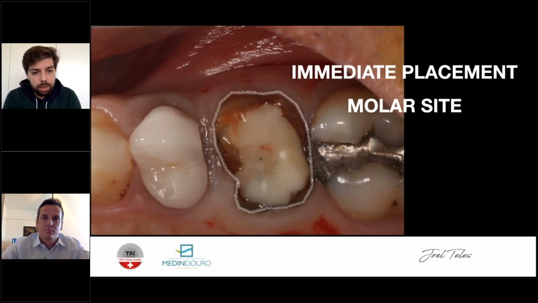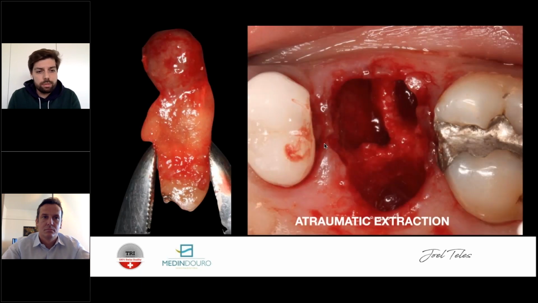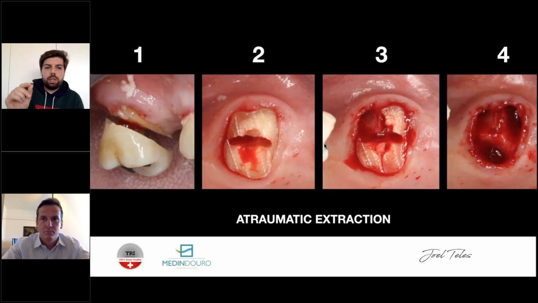So let's start talking about clinical cases. Normally in the molar side, I do not perform an immediate loading, only an immediate placement. So the first thing we do is, of course, extract the tooth that needs to be extracted, and we perform an atraumatic extraction. Now, for this, only one small tip.